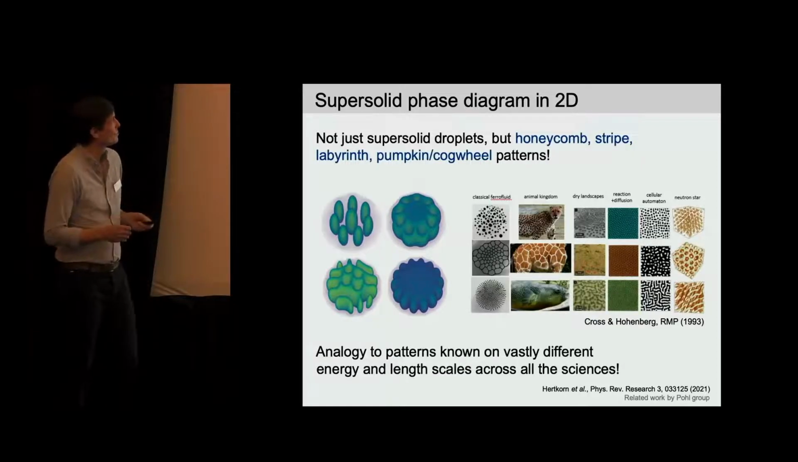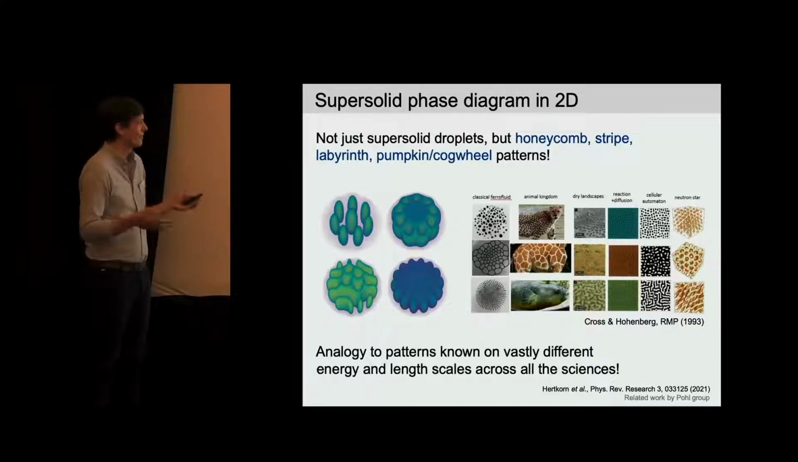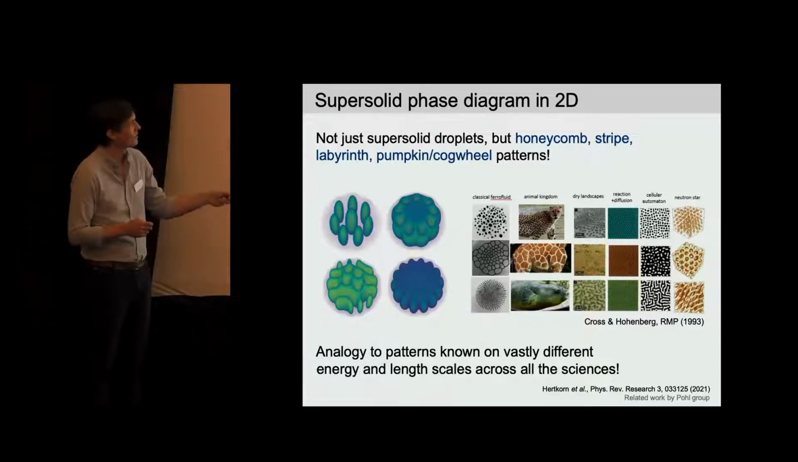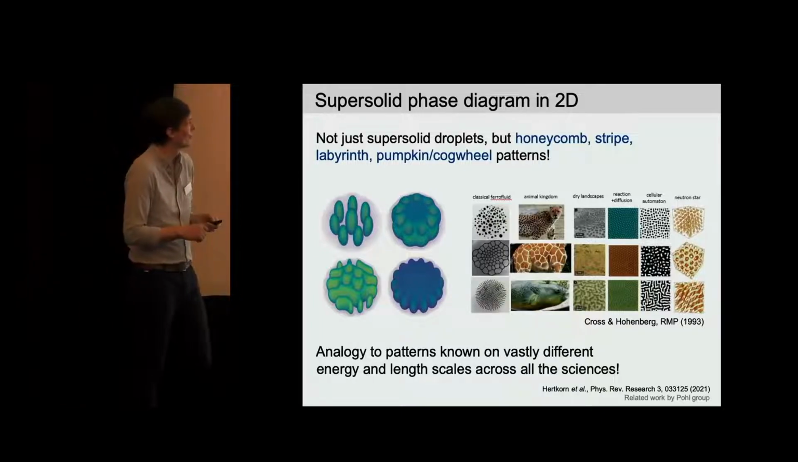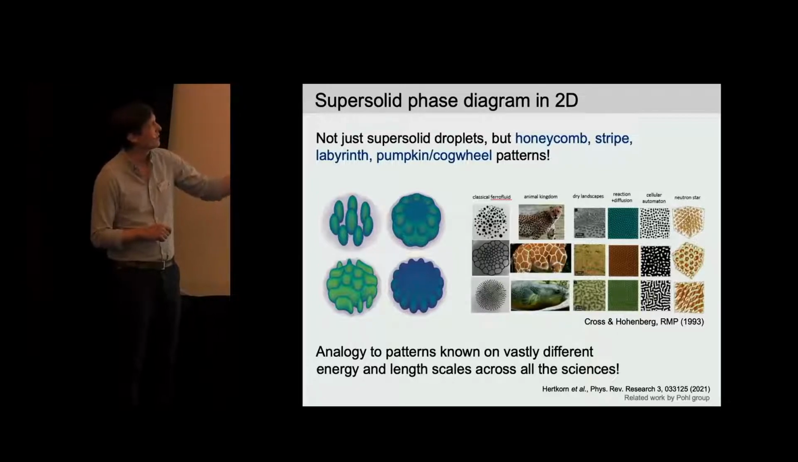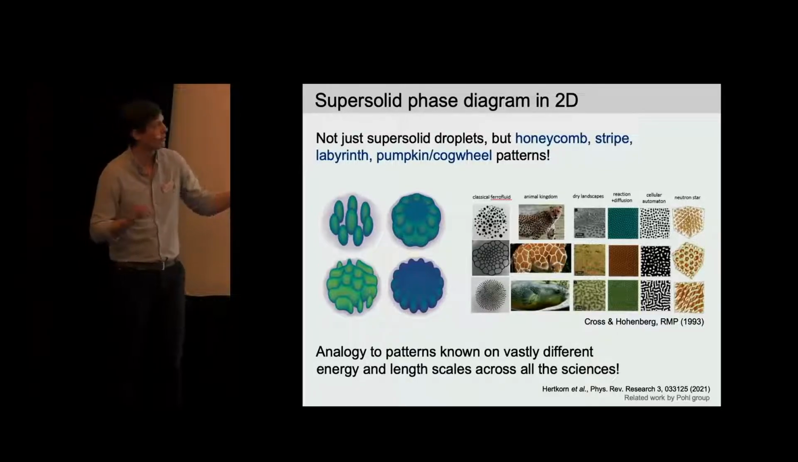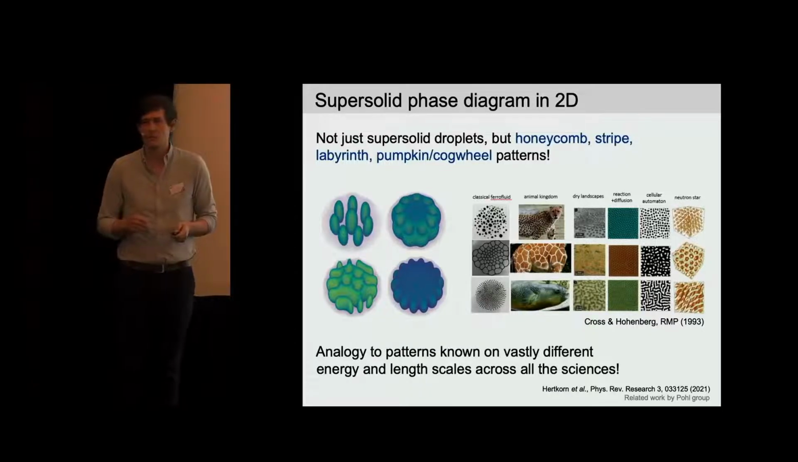Why is this interesting? Because the same kind of patterns emerge all over, basically in all sciences, from these classical ferrofluids that I was showing in the beginning. If you search on YouTube, you will find very nice videos of this. But even in the animal kingdom, in chemistry, in computer science, and of course also in physics, for example, in the strongly correlated Fermi matter of a neutron star.